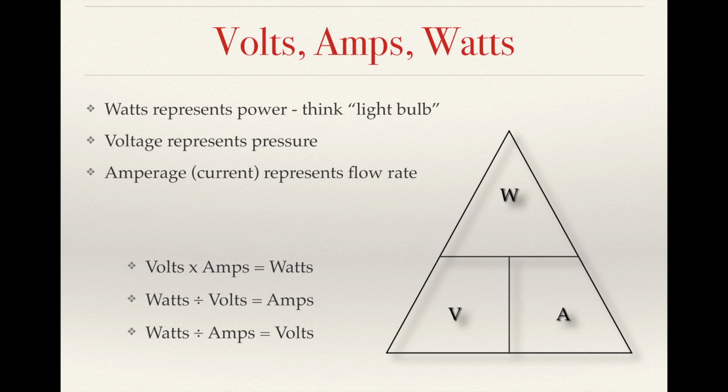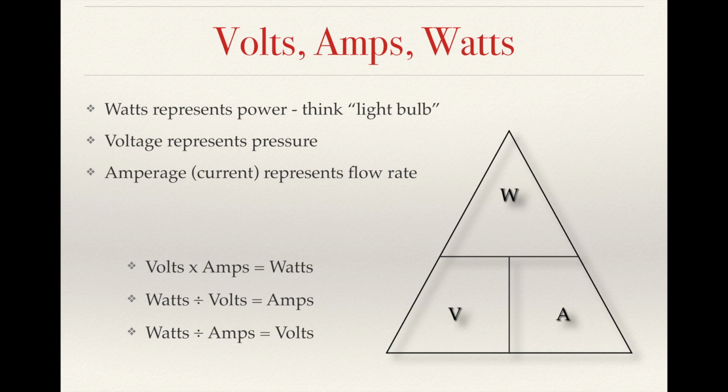Same thing with a motor. The more watts that you're producing, the more power that motor has. Voltage represents pressure, so that's how much pressure is pushing current through the system, and current is represented by amperage. Current and amperage are used interchangeably. That represents the flow of power through the electrical system that we're working with.